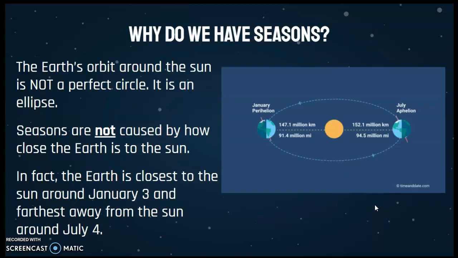So we've already alluded to this a little bit, but the reason we have seasons is because of our tilt on our axis. Okay, we are tilted at 23.5 degrees, and that's the reason we have seasons. So let's look at some of the things that do not cause seasons. The first thing is we don't travel in a perfect circle.